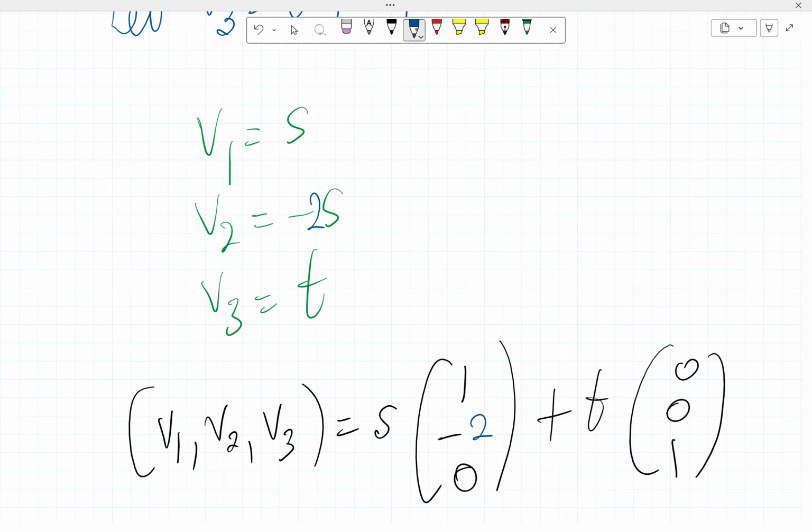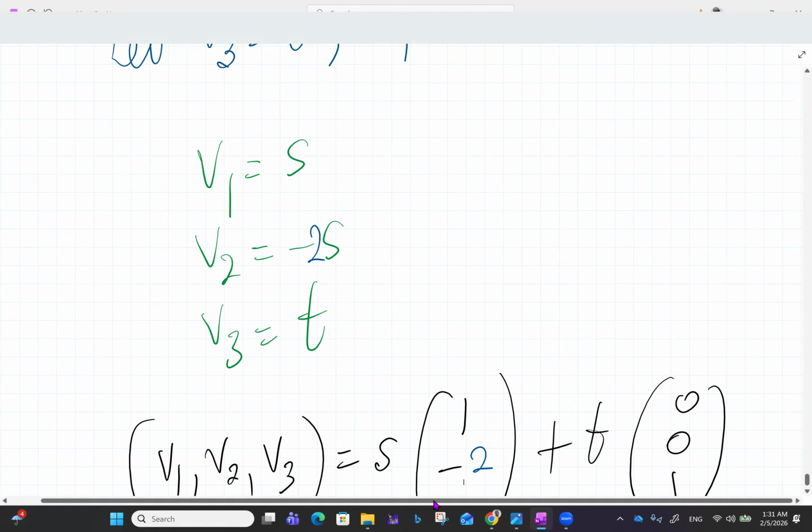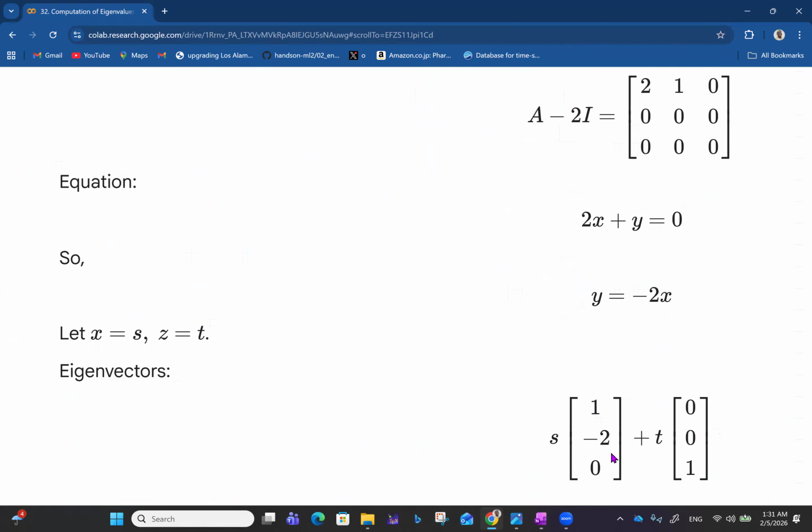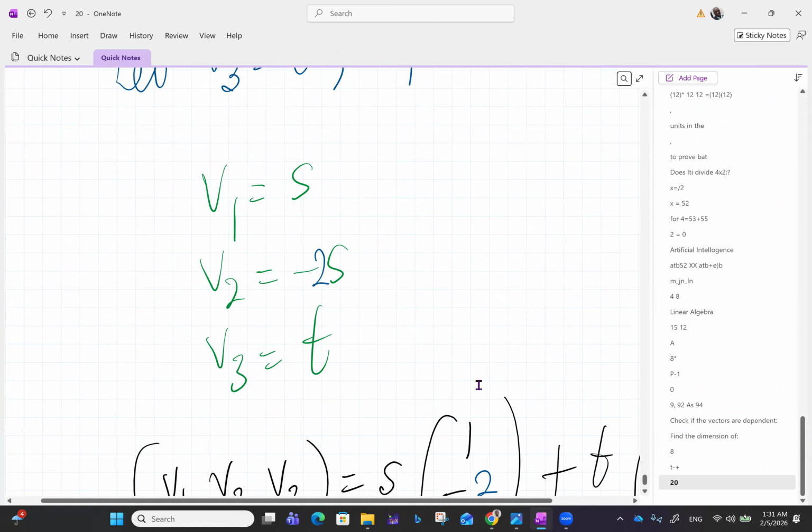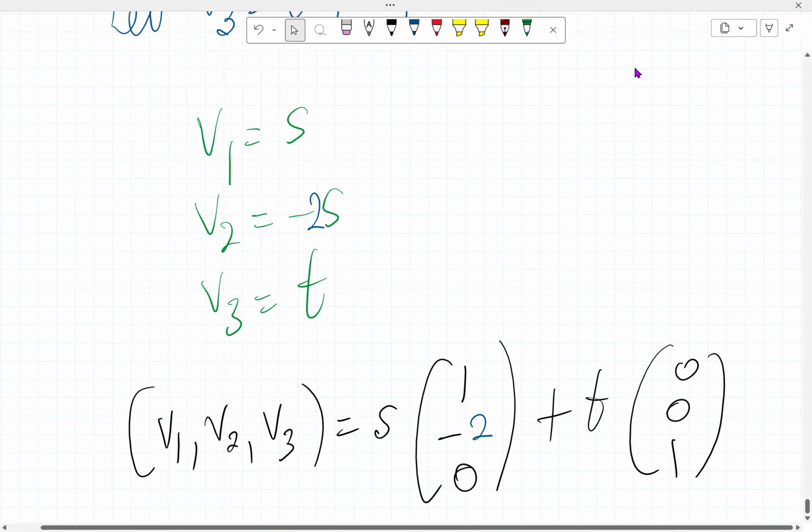Then coming here now for T, we have 0, 0, 1. So 1, minus 2, 0, then 0, 0, 1. Exactly. So that's the deal. So we have this now.